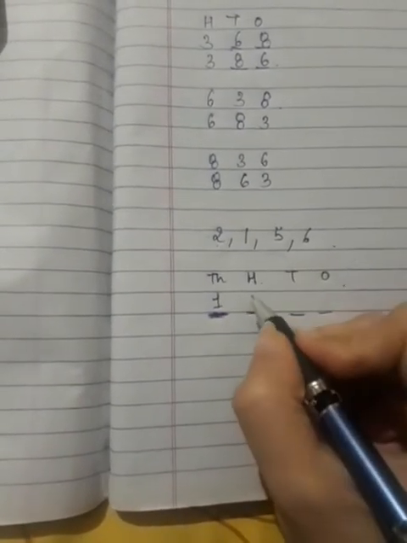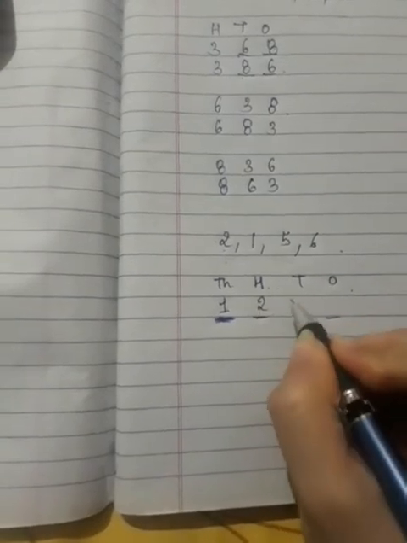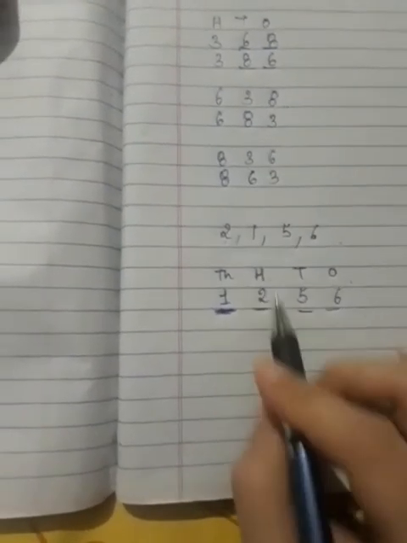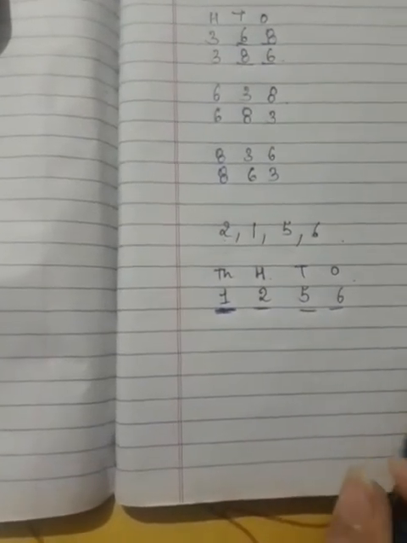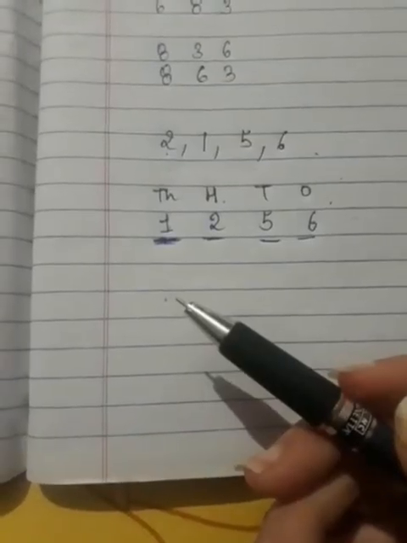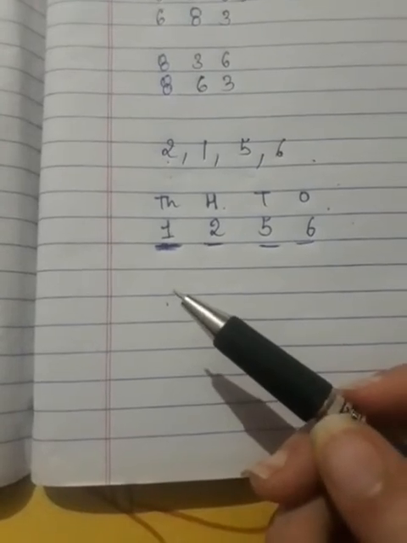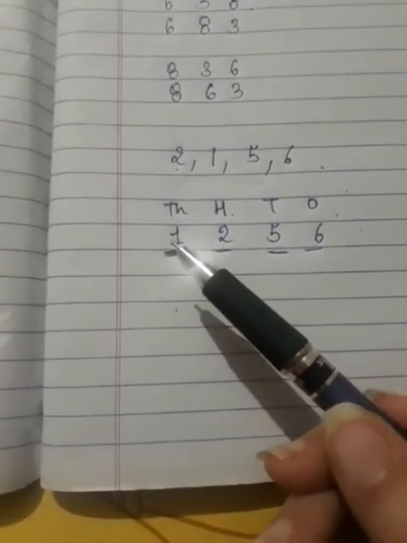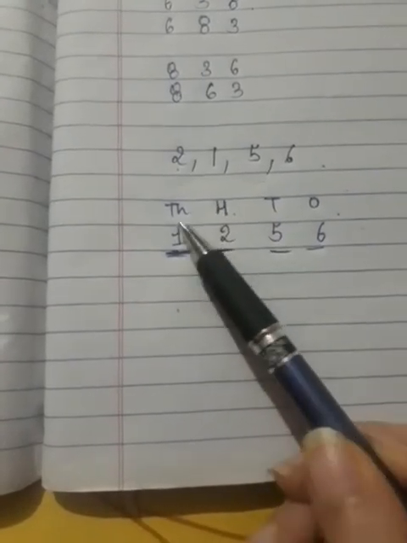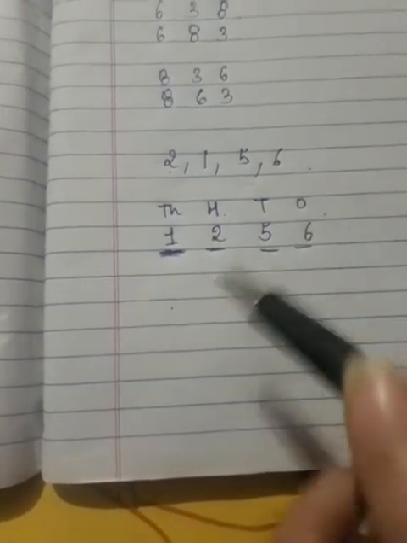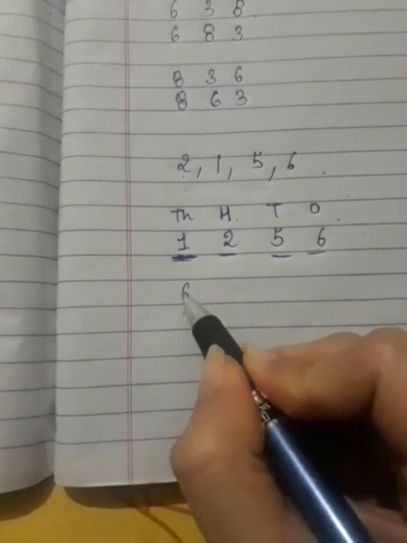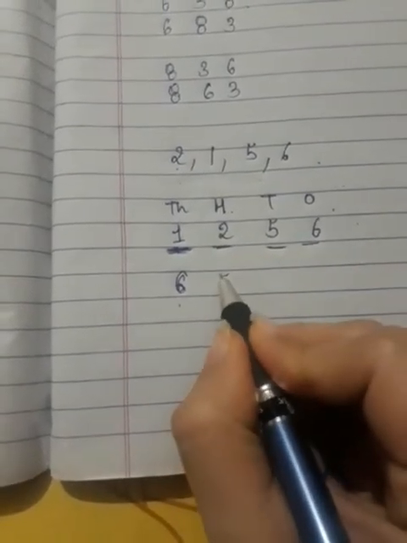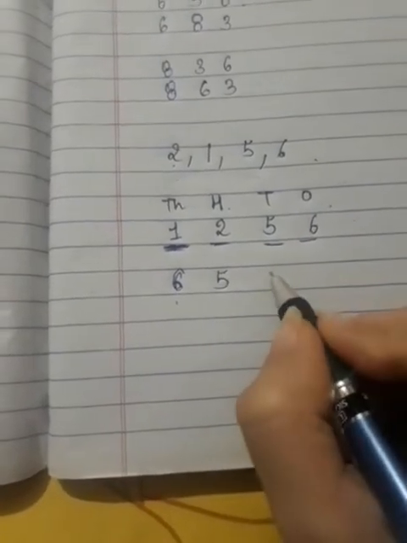Then after 1, which is the smallest digit? 2, and then 5 and 6. So this will be the smallest 4-digit number. Now if the question asks to make the greatest 4-digit number, similarly the greatest number is obtained by putting the greatest digit at the thousands place. Which is the greatest digit? Obviously 6, and then arranging the remaining digits in descending order. After 6, 5 and then 2.